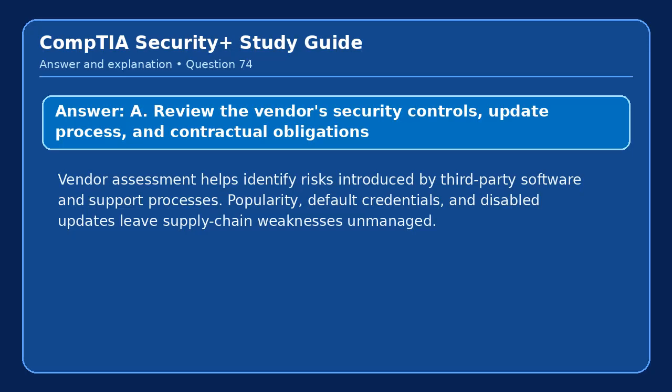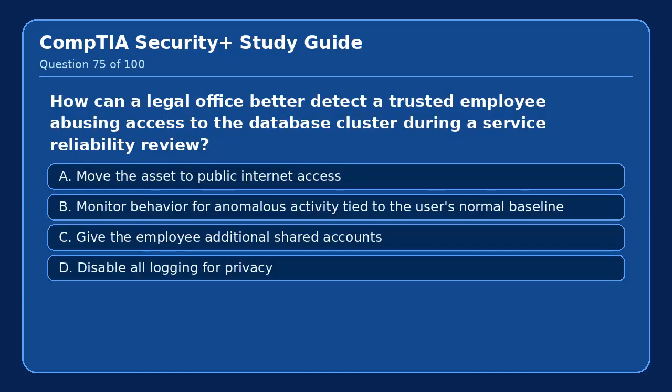Question 77. Which attack uses stolen username and password pairs from one breach to try logins at a retail chain's portal for the next maintenance window? A. Credential stuffing. B. Authentication flood. C. Birthday attack. D. DNS zone transfer. Take a moment to choose your answer.